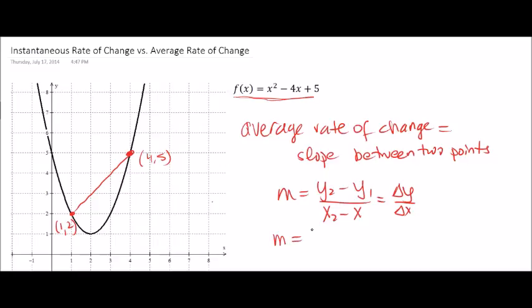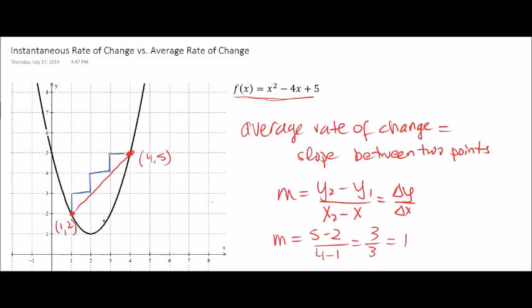So all I have to do is substitute in 5 minus 2 over 4 minus 1. We get 3 over 3, and that's 1. That's, again, fairly straightforward. We go up 1 and over 1, up 1 and over 1. And that's clear, and that's very easily defined. And we could have gotten our values of y by simply substituting in f of 1 and f of 4 to get the 2 and the 5, respectively.